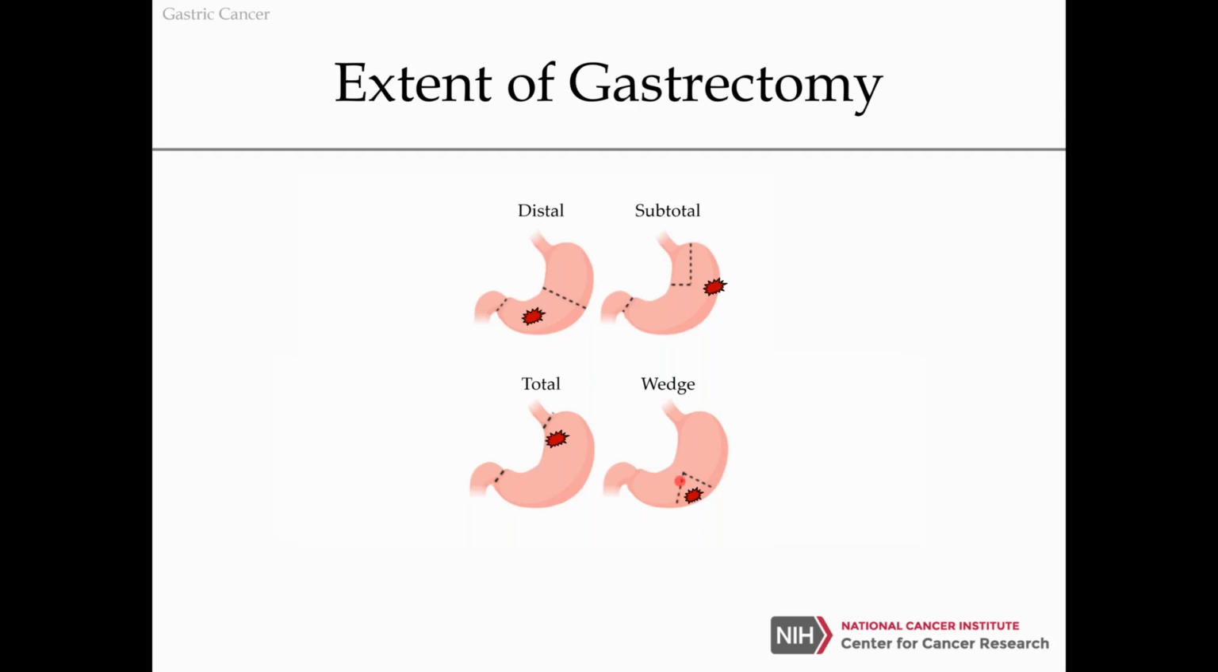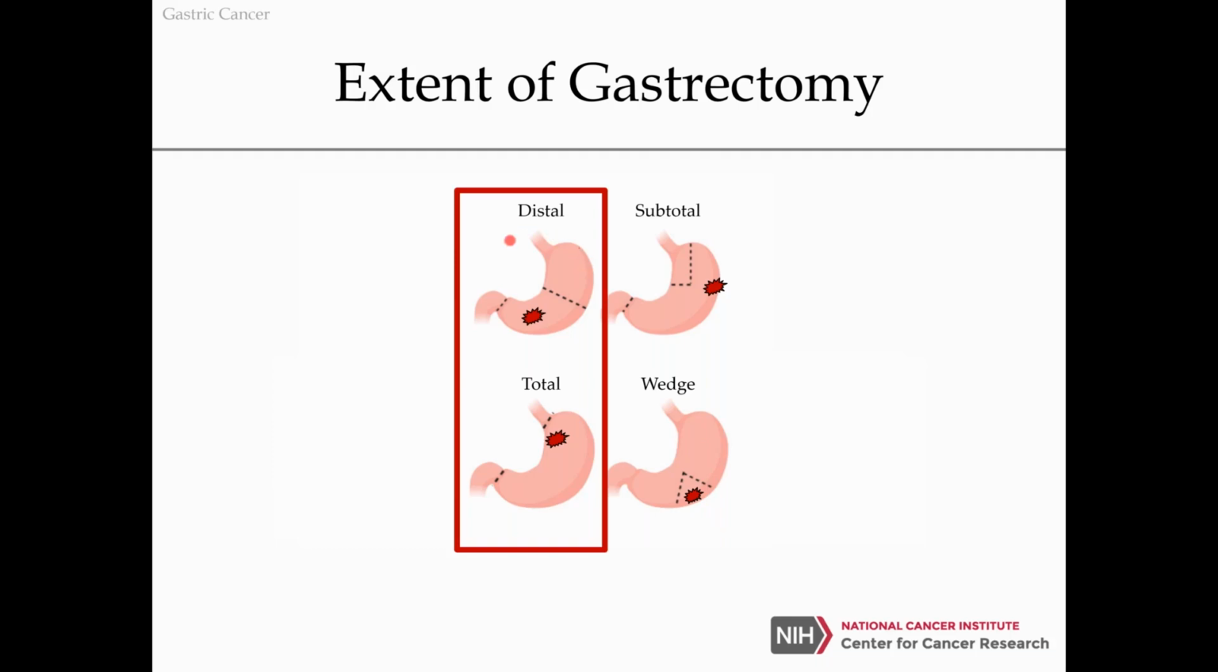Wedge resections of the stomach are rare for stomach cancer, at least in the United States. These might be used for more benign tumors or other kinds of rare tumors of the stomach. So we're going to focus right now on these 2 because these are probably the most common operations for stomach cancer, a distal gastrectomy or a total gastrectomy.